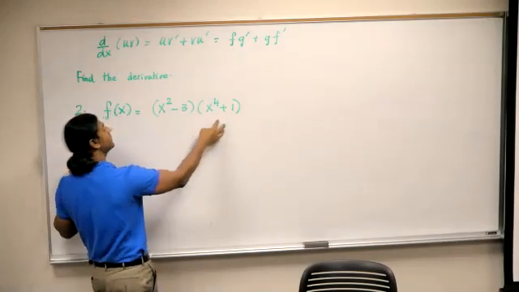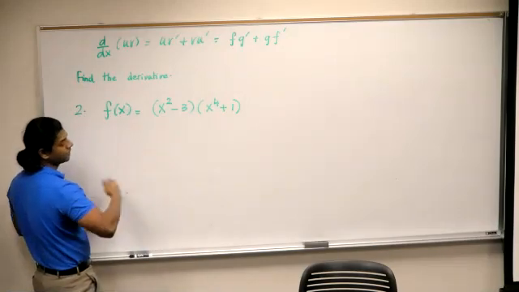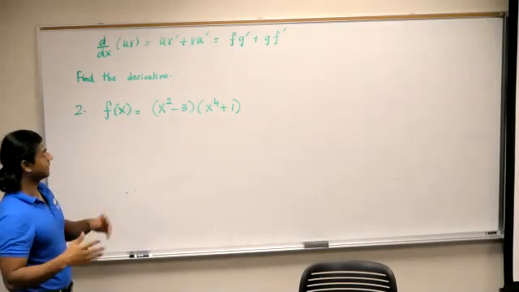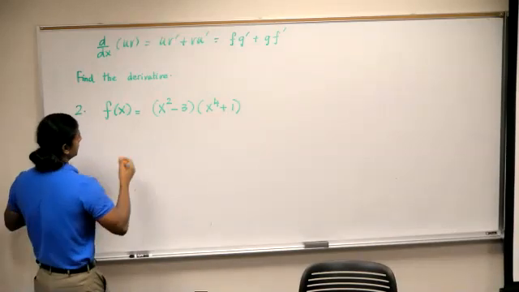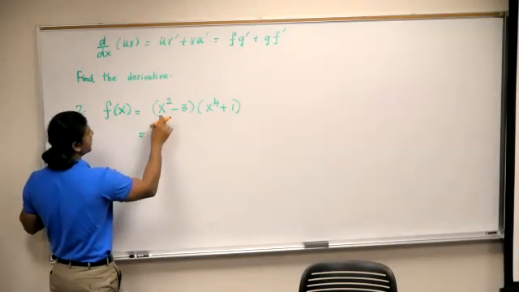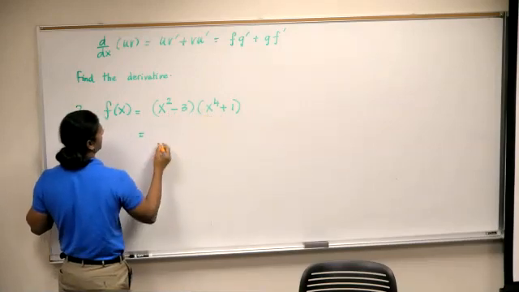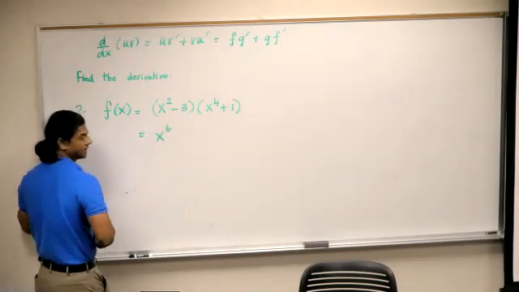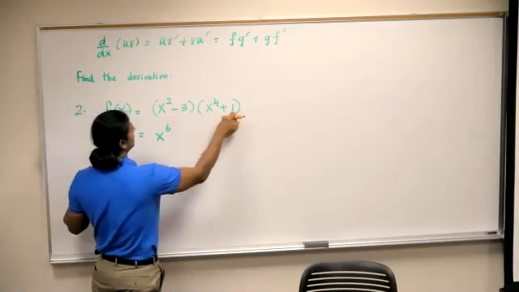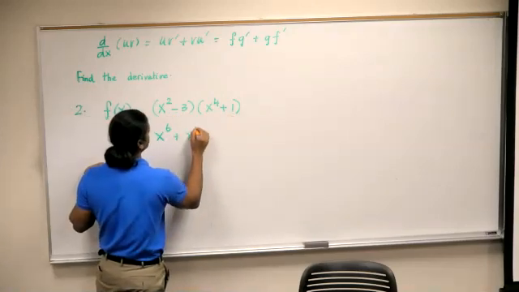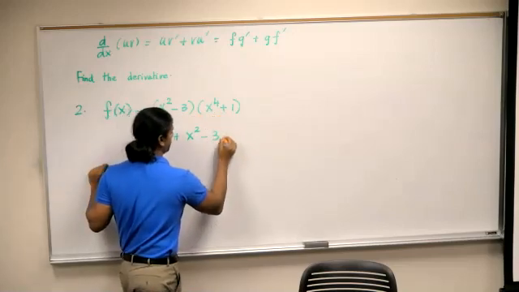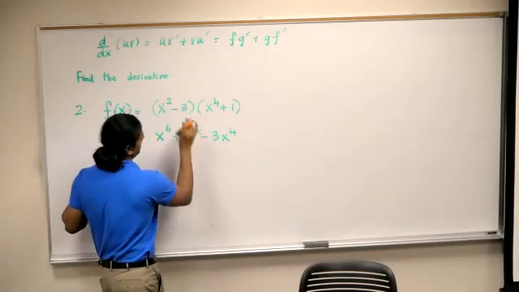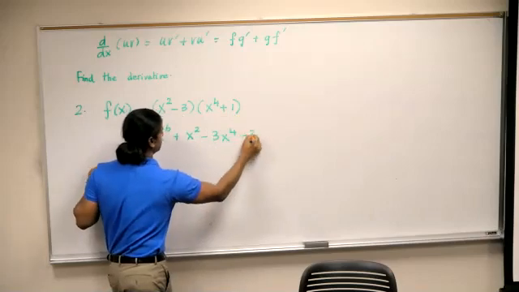The idea is to distribute or FOIL, then break it down and use the power rule to find the derivative. So if you rewrite, x squared multiplied by x^4 is x^6. x squared times 1, x squared. Negative 3 times x^4, negative 3x^4. Negative 3 times 1, negative 3.